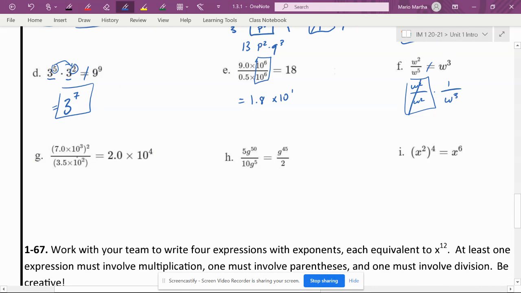On G, again, it's in scientific notation. So we're going to have 7.0 times 10 to the third times 7.0 times 10 to the third divided by 3.5 times 10 to the second power. You want to make sure that those two are equal. So here, let's see what happens. 7 times 7 is actually 49 times 10 to the sixth power over 3.5 times 10 to the second power.